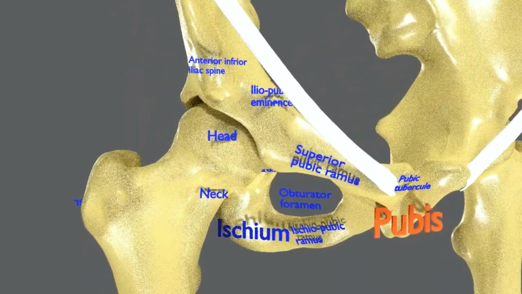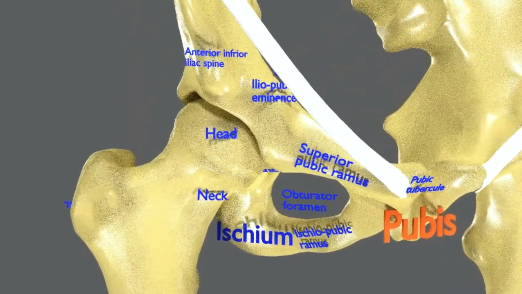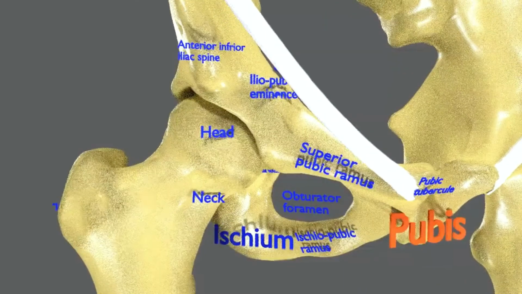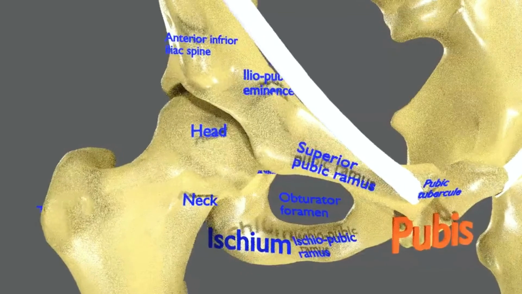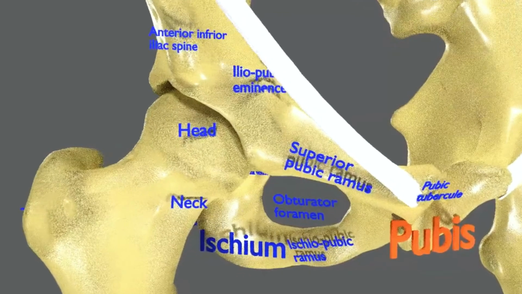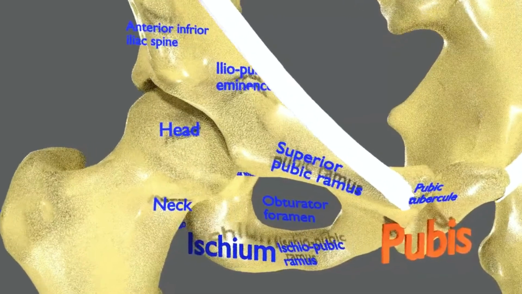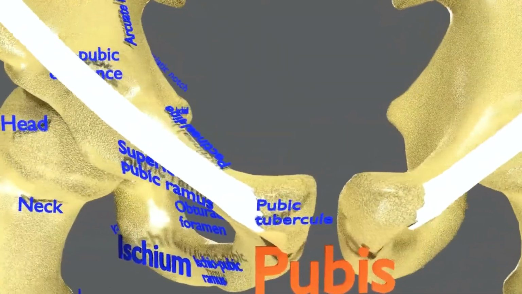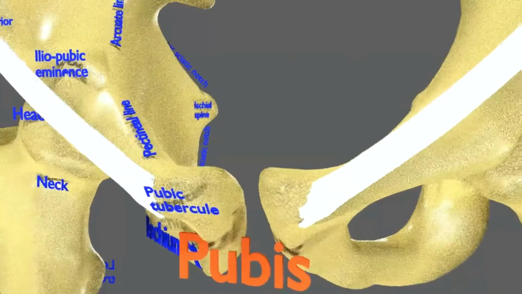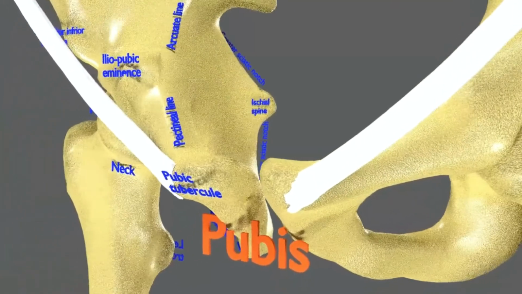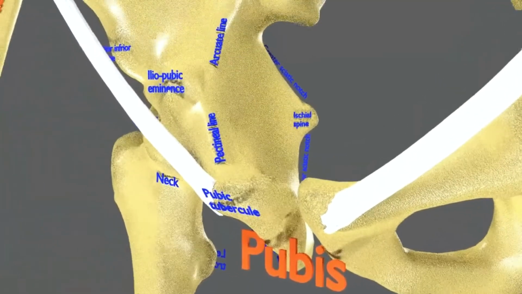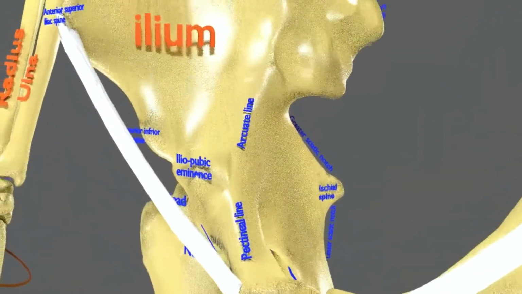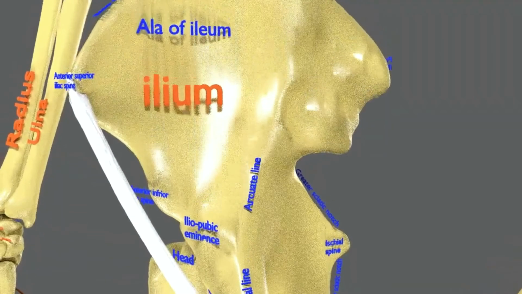In this view, you are able to see the head and neck of the femur. The pubis is seen along with its parts, superior and inferior ramus, pubic tubercle, and obturator foramen. Moving medially, the parts forming the pelvic brim are seen, that is, pectineal line, iliopubic eminence, and arcuate line.